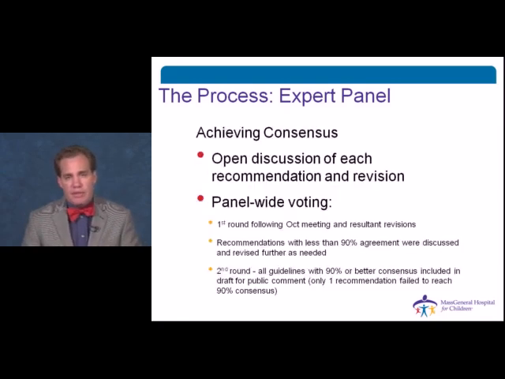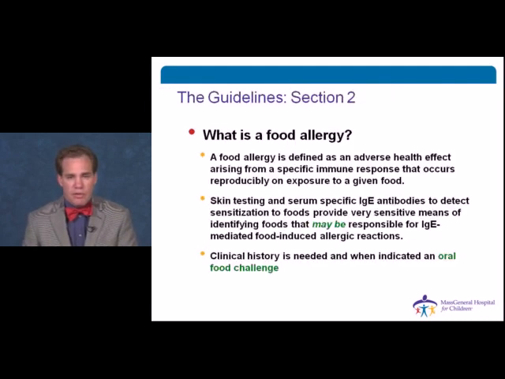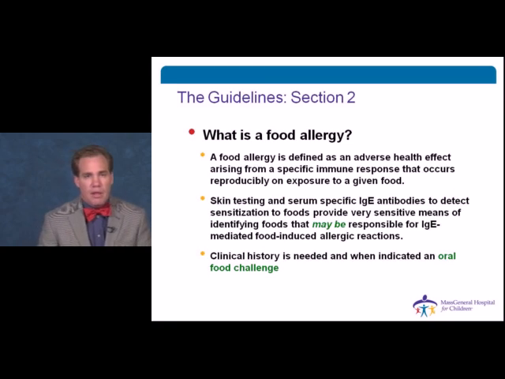So the process undertaken by the expert panel was really one of consensus building. There was open discussion of each recommendation and revision, followed by panel-wide voting in an iterative process such that by the end of the second round, all guidelines with at least 90% consensus were included in the draft for public comment. There was only one recommendation that failed to reach that consensus level.